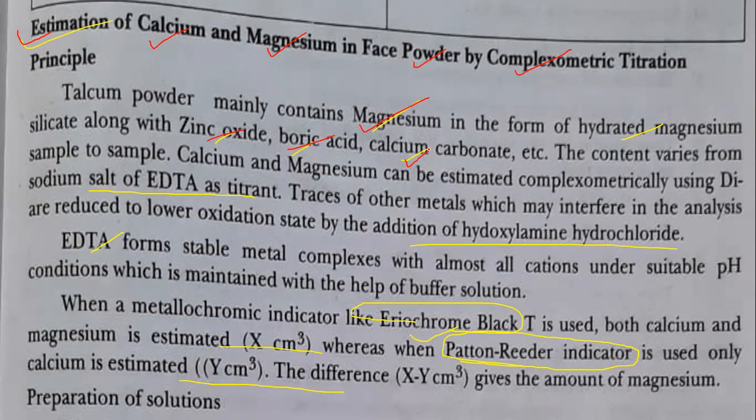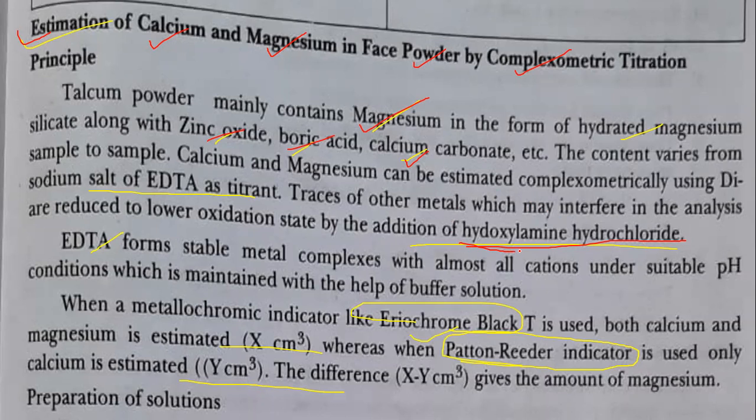So traces of other metals which may interfere in the analysis are reduced to the lower oxidation state by addition of hydroxylamine hydrochloride. So while analyzing calcium and magnesium, we are using this reagent, which removes the interference of other trace elements during the analysis. EDTA forms a stable complex with most of the metals, as we know, but here at the suitable pH and using a proper buffer, it combines with calcium and magnesium only.